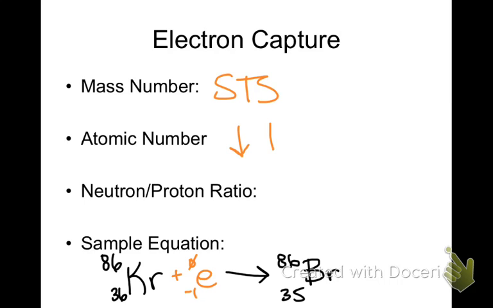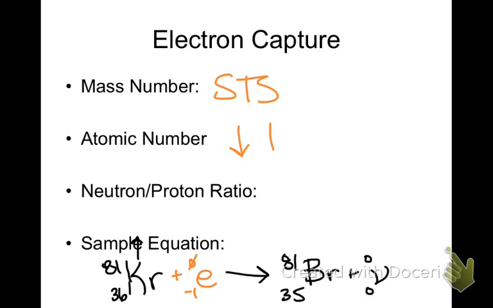I'm sorry, this 86 should be an 81. I have terrible handwriting in my notes. So let's change that to 81. And then I also get a neutrino in electron capture. So there we go. Let's look at what happens to the neutron-proton ratio.